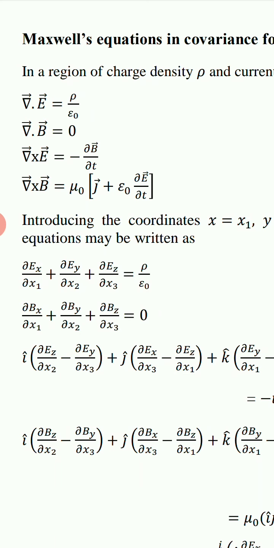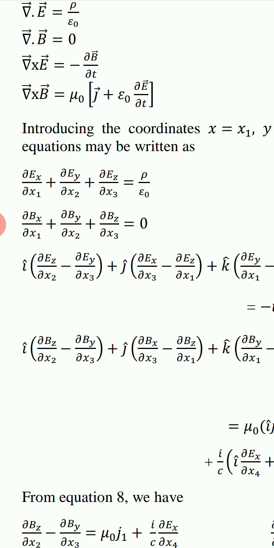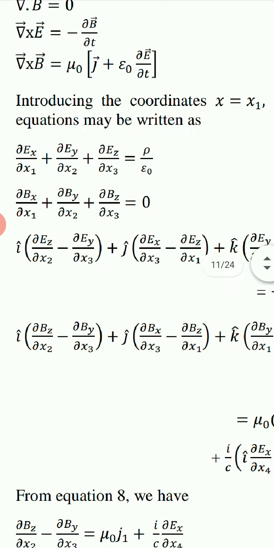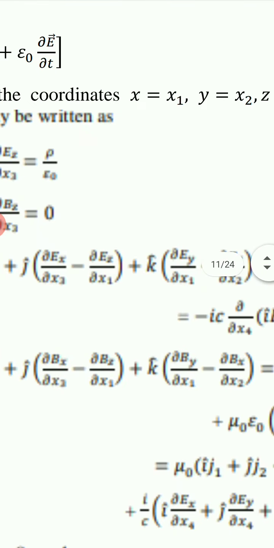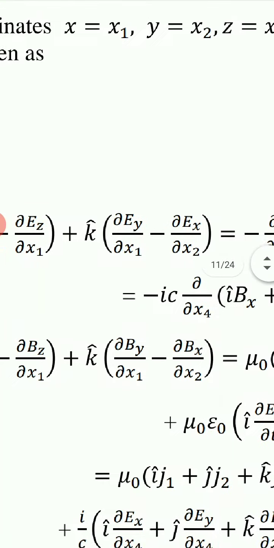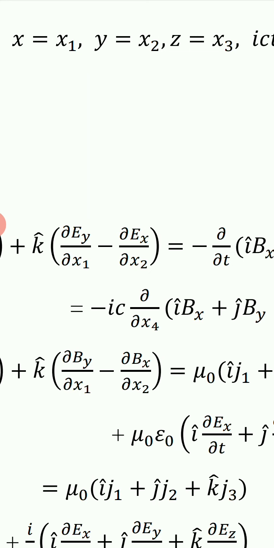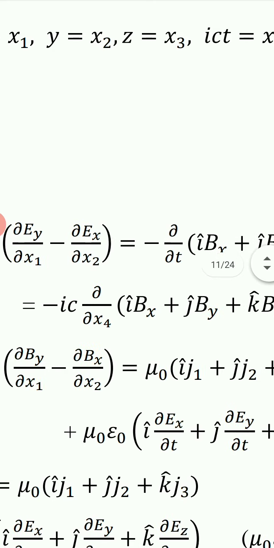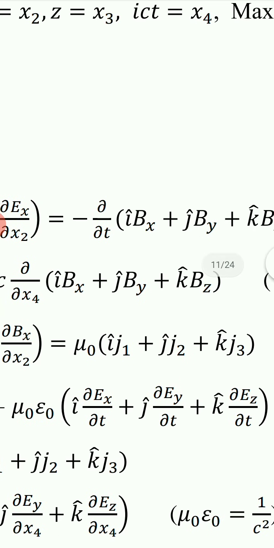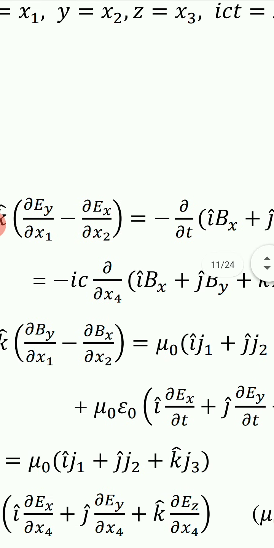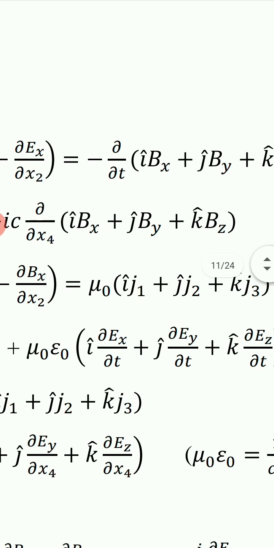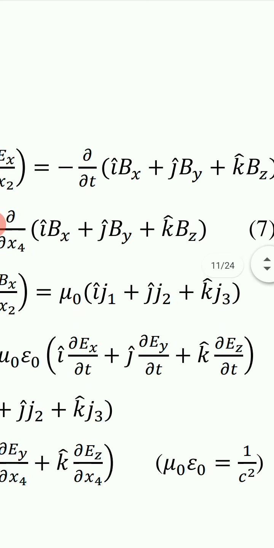Similarly, fourth equation can be written as I cap (delta Bz upon delta x2 minus delta By upon delta x3) plus j cap (delta Bx upon delta x3 minus delta Bz upon delta x1) plus k cap (delta By upon delta x1 minus delta Bx upon delta x2) equal to mu 0 (I cap j1 plus j cap j2 plus k cap j3) plus mu 0 epsilon 0 (I cap delta Ex upon delta T plus j cap delta Ey upon delta T plus k cap delta Ez upon delta T).